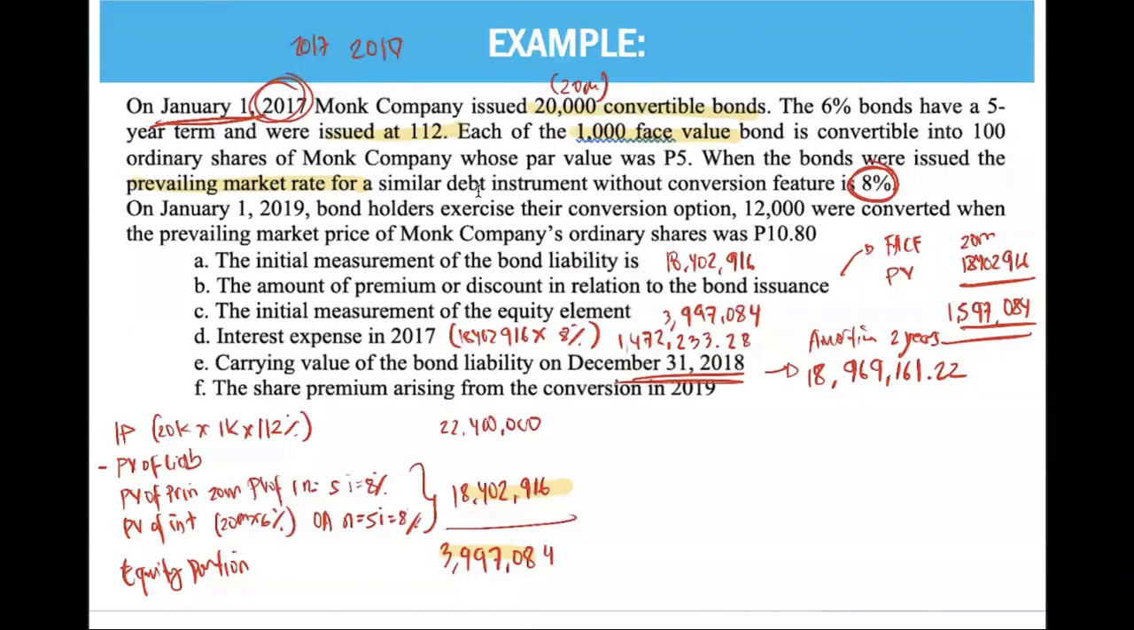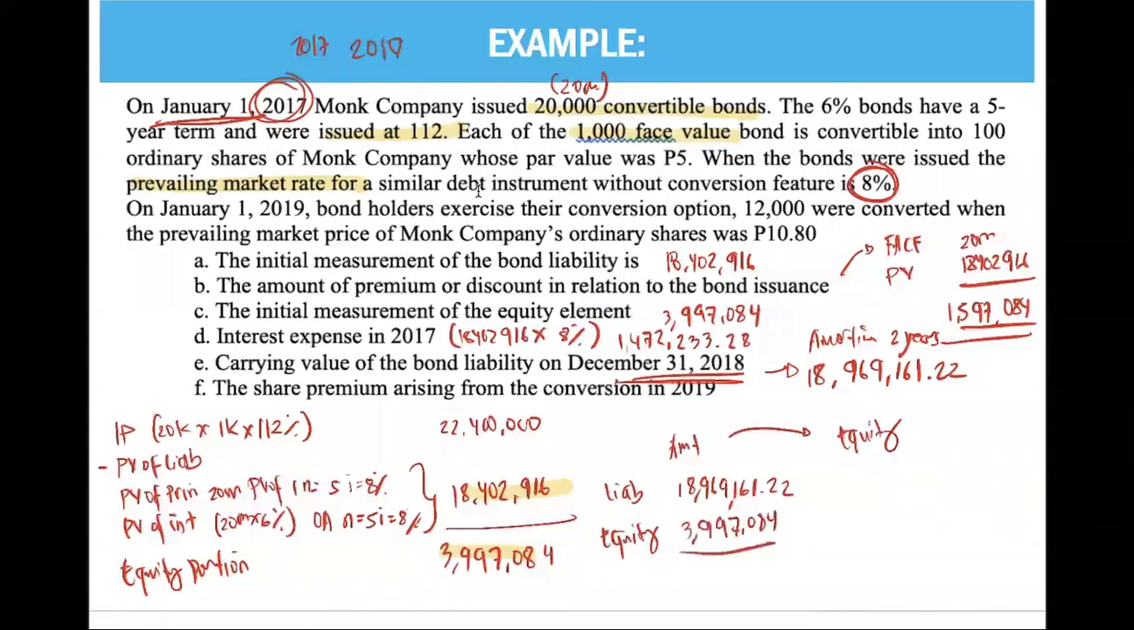Next, the share premium arising from the conversion. If ever we are to convert, what did we say? The amount previously recognized will now be transferred to your equity. So what is the amount previously recognized? That is your liability and your equity. For your liability, what is the value of our liability as of December 31, 2018? That is 18,969,161.22. And then we also have the value of your equity portion. What is the initial amount of our equity portion? That is 3,997,084. So how much is our total amount?